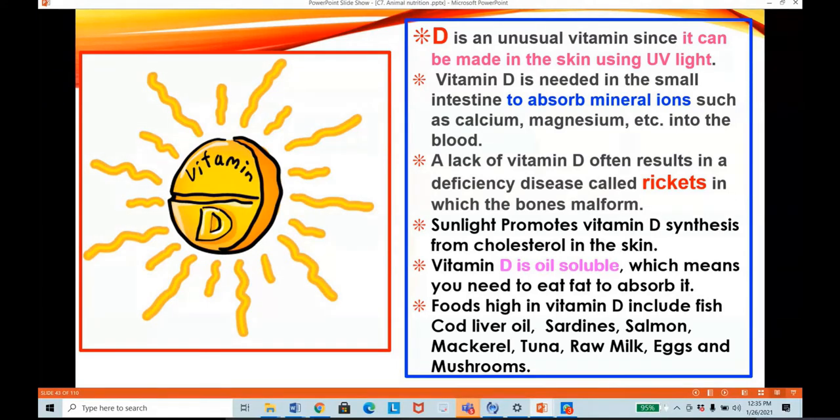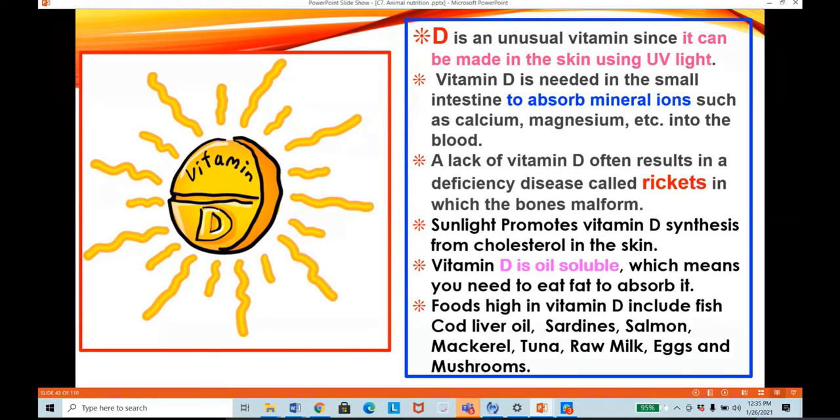Vitamin D is needed in the small intestine to absorb the mineral ions such as calcium, magnesium, etc. into the blood. So vitamin D is required for the absorption of calcium in the body. So a deficiency of vitamin D will indirectly be a deficiency of calcium in the body, which leads to the weakening of the bones and the teeth. Apart from that, vitamin D is also needed to absorb the mineral ions in the small intestine, and a lack of vitamin D may be a lack of calcium in your body. So the diseases would be the same.